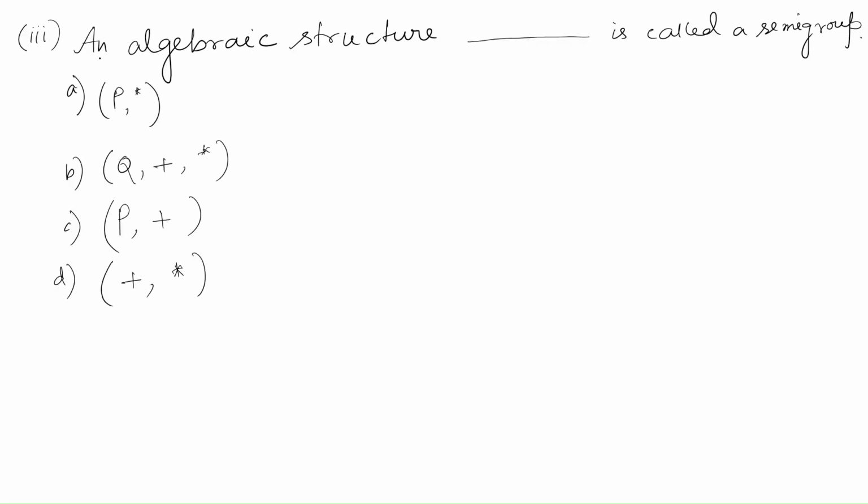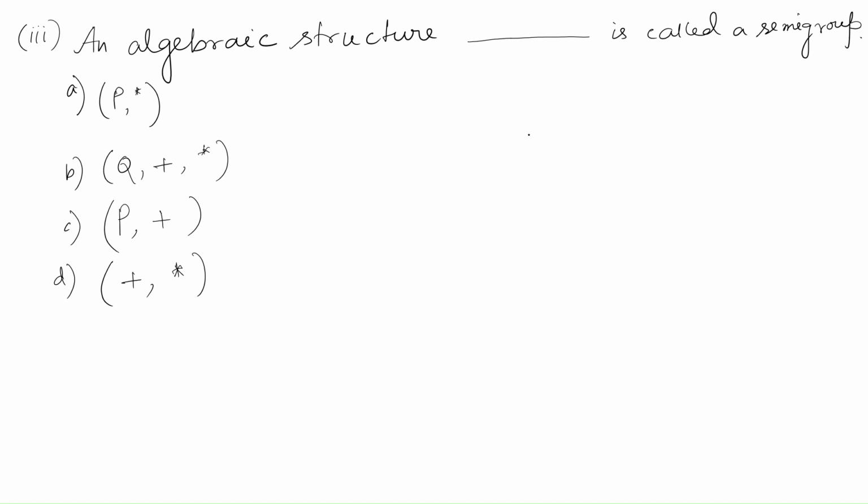Next question: an algebraic structure dash is called a semigroup. Option A: P comma star. Option B: Q comma plus comma star. Option C: P comma plus. Option D: plus comma star. In option D there are two operations, one is plus, other is star. There is no non-empty set.